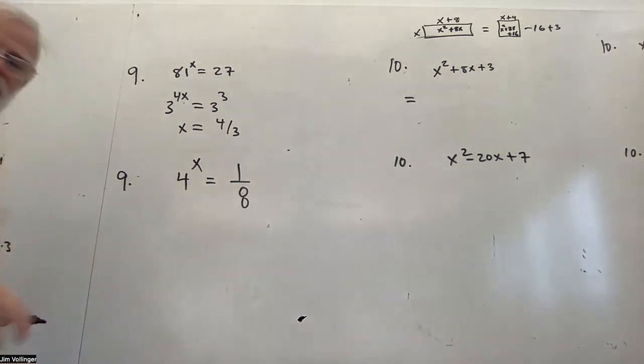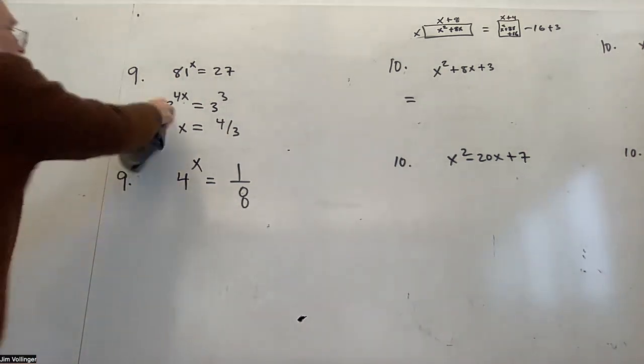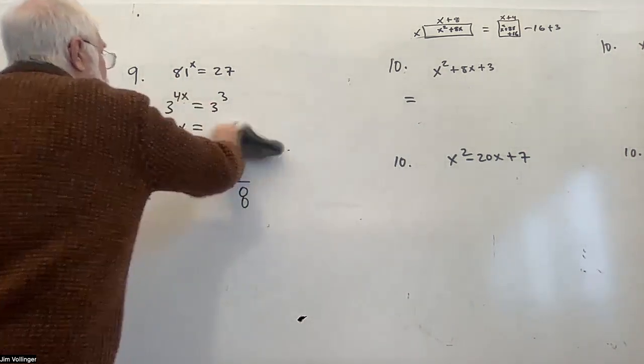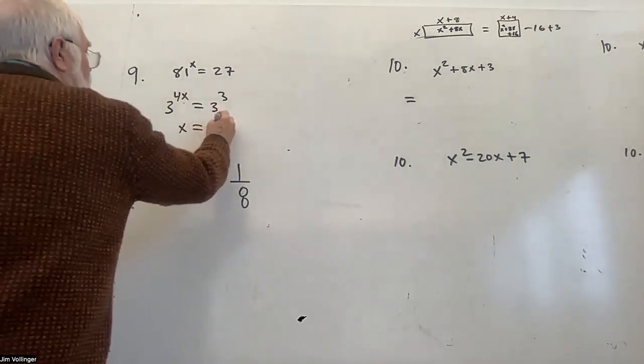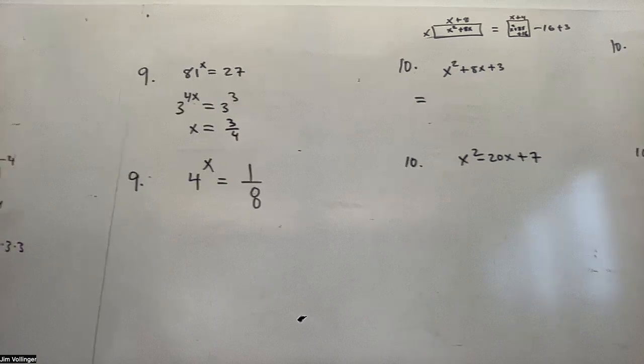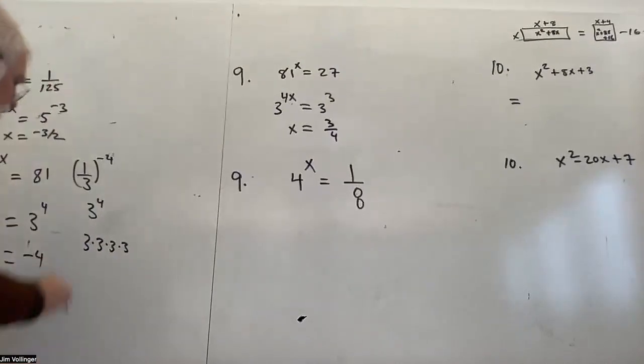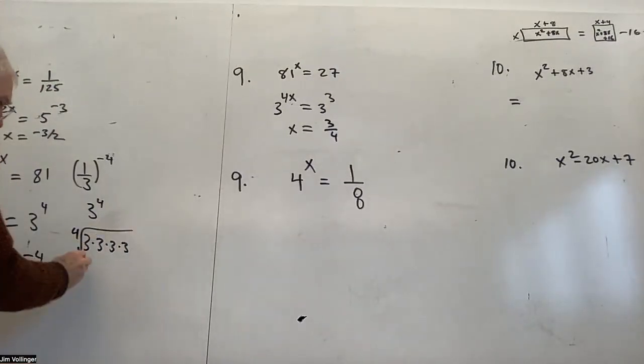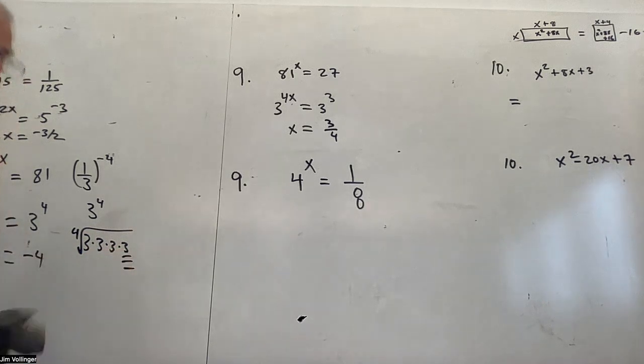Oh, I said the wrong thing. Good thing I checked it. I'm dividing by 4, right? That was careless, tired brain. 3/4. Yeah, we just did this over here. All right, so if I take the 4th root of this, I'm going to get one of these factors, 3.